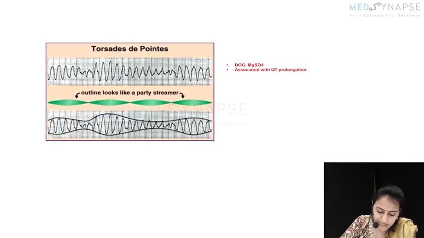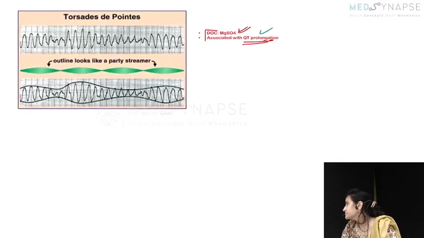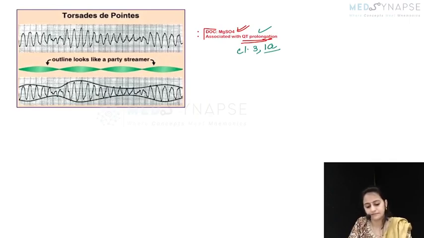This is torsades de pointes, where you would see a pattern like this. Okay, a pattern like this is torsades de pointes. The drug of choice is magnesium sulfate. It is associated with QT prolongation. What class of antiarrhythmics cause QT prolongation? Class 3 and class 1A.